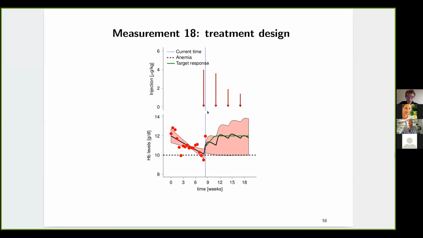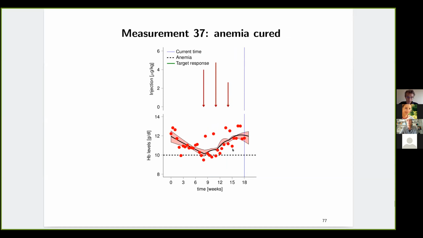So then we let the model run and learn, and you see the suggestions for treatment change with every new data point. Here we had a large treatment, but the patient behaves better than expected. And we always refit the parameters, and then you can let it run. And after a certain point in time, the anemia is cured.